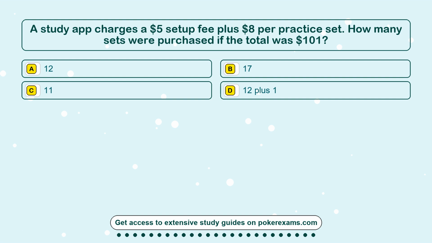Question 18. A study app charges a $5 setup fee plus $8 per practice set. How many sets were purchased if the total was $101? Option A 12. Option B 17. Option C 11. Option D 12 plus 1.